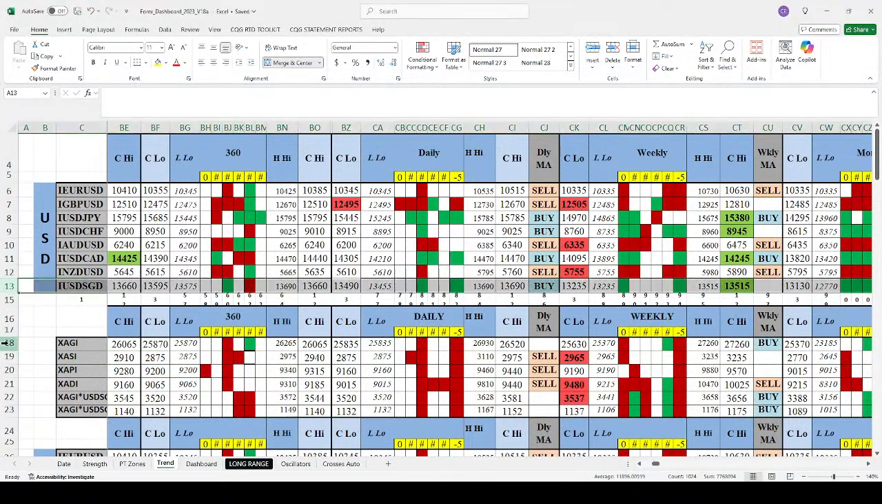Looking at gold, weekly, monthly. Monthly is flat because 0 is flat. Weekly is down. Daily is flat with the downside bias. 360 is flat with the downside bias. Which means to say that we should be holding sell.